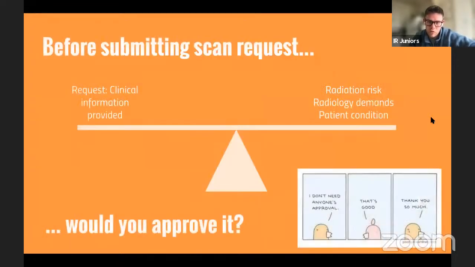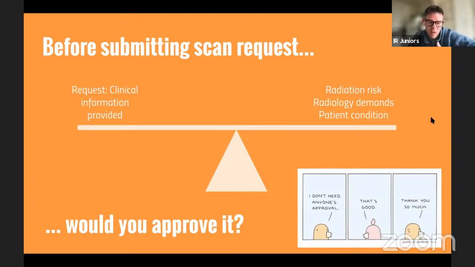And the final thing on this would be, before you submit that request, have that consideration in your own head about the information that you put in the request versus the patient's condition, the risks of having the scan itself, so the ionizing radiation if involved, and actually put yourself in the seat of whoever's on the hot seat, the radiology registrar, and think, would I approve this if I was them? That can be helpful. The way that you think about putting in scan requests can lead to a higher success rate with them being vetted.